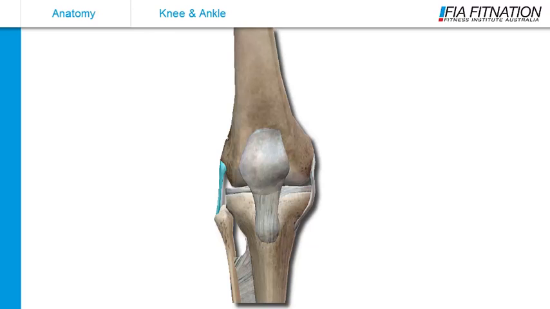Looking at the lateral collateral ligament first of all. Now this ligament would minimize or prevent what's known as genu varum, which is bow-leggedness, whereas the medial collateral ligament would prevent or minimize genu valgum, which is knock-kneedness.